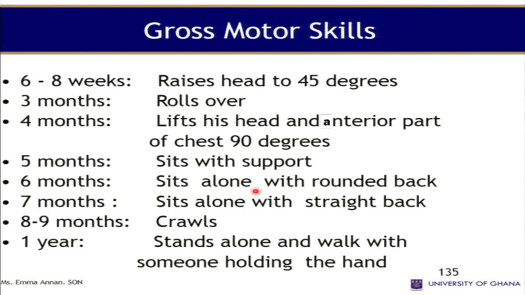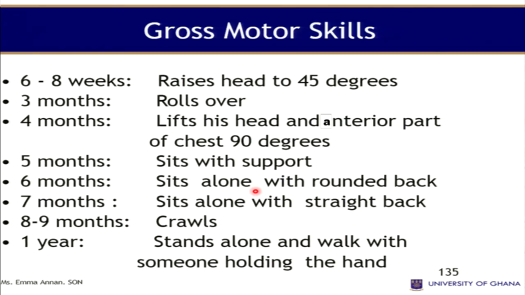Let's look at gross motor skills for an infant. What do you see? At 6 to 8 weeks, the child is able to raise the head to about 45 degrees. Remember in our previous lecture, I said that the pattern is from head to toe. So at 6 weeks, you realize that the child is able to raise the head. So the head can be raised first before the limbs or the body.